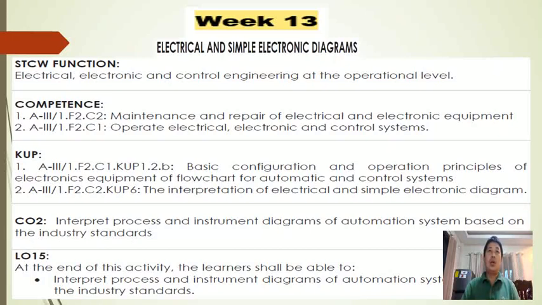I'm going to discuss the topic electrical and simple electronic diagrams for week 13 for automation 1. So in your topic, it says discuss the process and instrument diagrams of automation system based on the industry standards. So in here you have the STCW function which is taken from the STCW table of competence. So just read this STCW function that can proceed.